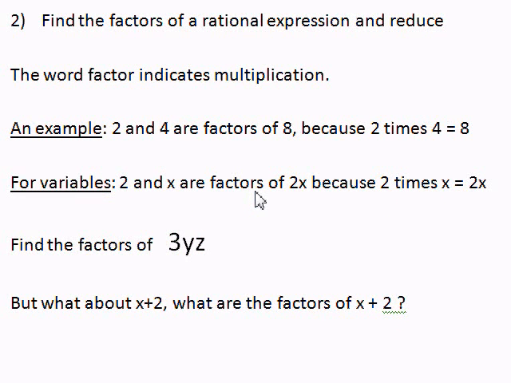Okay, we're on to our second objective, which is to find the factors of a rational expression and then to reduce. Before we can do that, we need to talk about what a factor really is. The word factor indicates multiplication. Let me give you an example. 2 and 4 are factors of 8 because 2 times 4 equals 8. For variables, 2 and x are factors of 2x because 2 times x equals 2x.